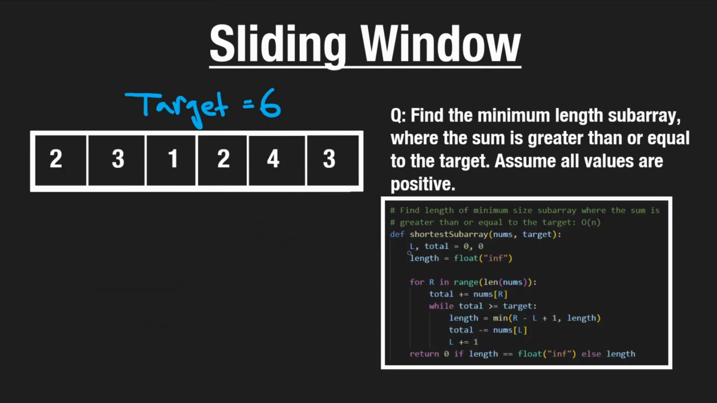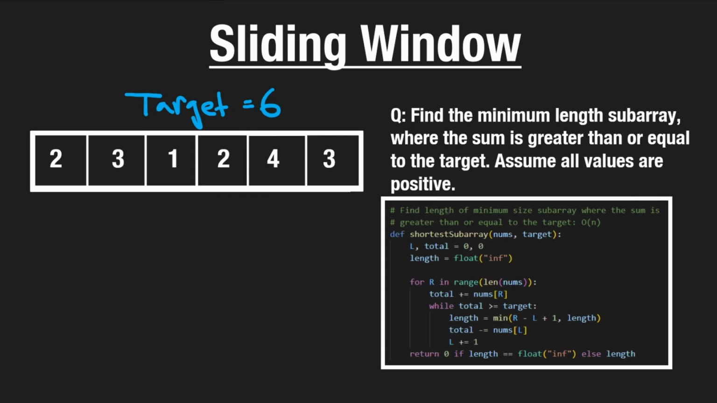So we initialize our left pointer all the way at the beginning. As with most sliding window problems, our total is initially going to be 0. You could also call that our current sum, like our window sum. Our length is initially going to be positive infinity because we're trying to minimize it. So by setting it to a really big value, when we run our min function, we will end up reducing it. You could also initialize the length to be the length of the input array plus 1. That would also be a good default value.